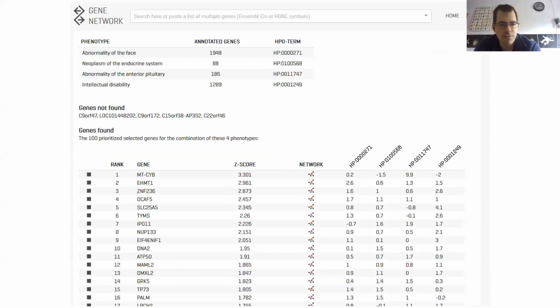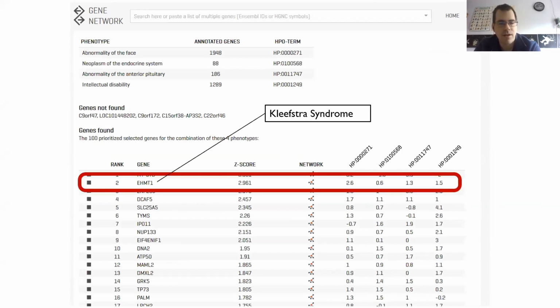In this case, it was a patient with Kleefstra syndrome, for which the diagnosis was already known. But here our GADO algorithm prioritizes this gene in second place. Despite the fact that there are two HPO terms here that are not associated with Kleefstra syndrome, so another reason why this person has that, and that this is only a few of the symptoms that are normally described for Kleefstra syndrome, we can still find back these genes.